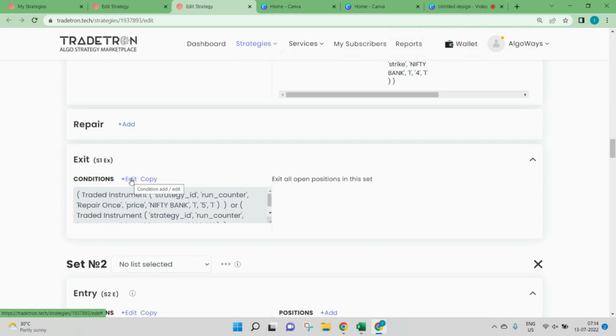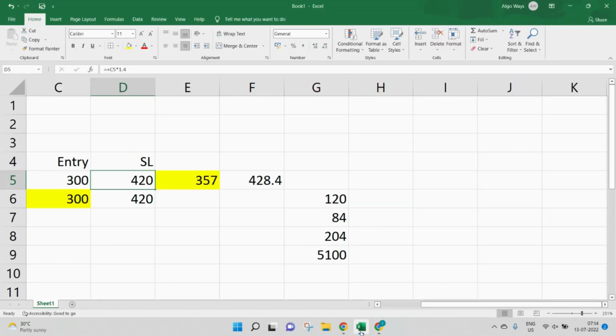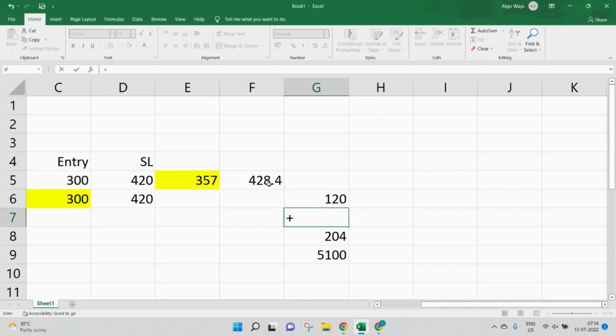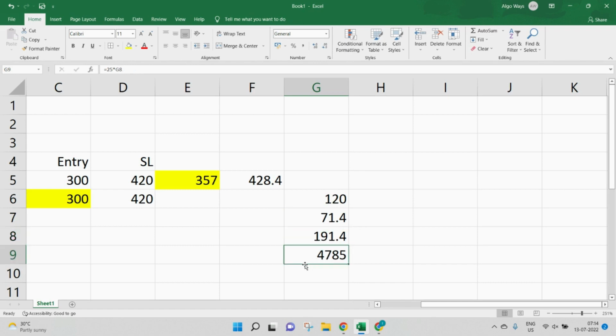See, when the re-entered position is exiting again at 20% or at the original stop loss, as I explained to you, the damage would have already been done because we lost 120 points in the first stop loss of CE, and then again we re-entered at 356, 357 and exited at 428. So how much loss was there in that? 428 minus 357, 71 points in this, so 191. So we have already lost 4785 in that particular CE.